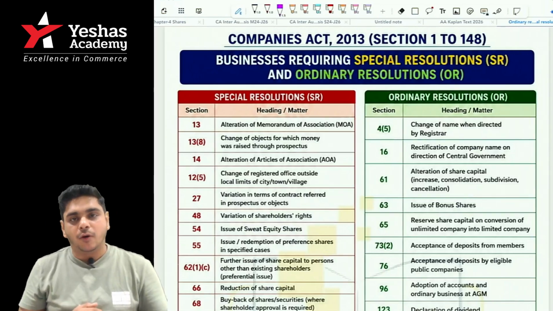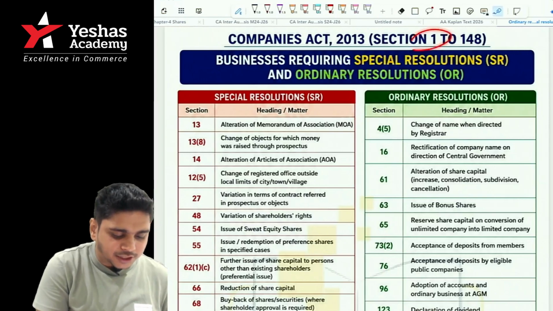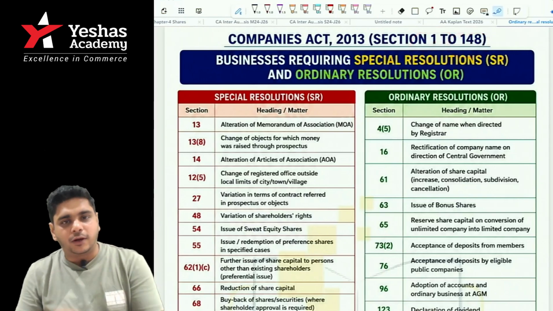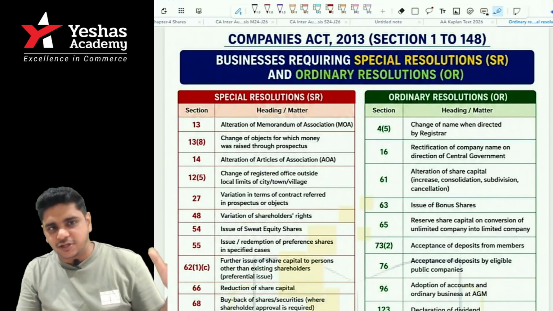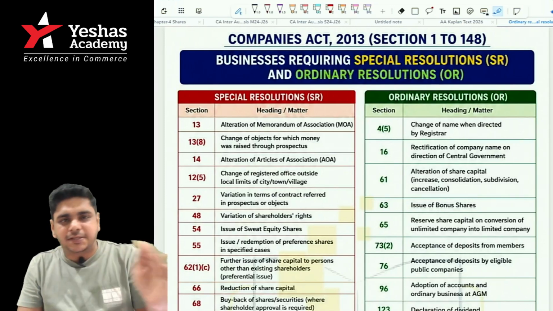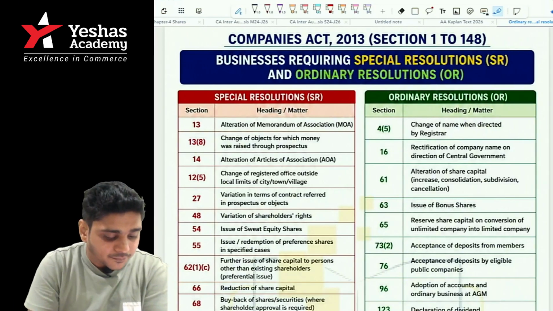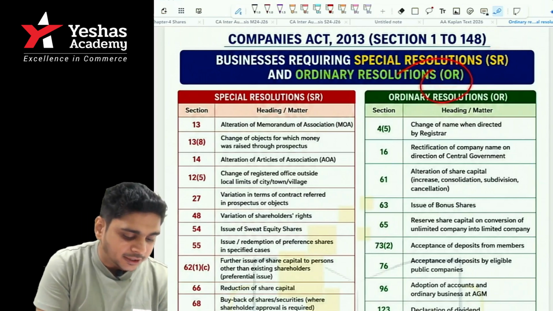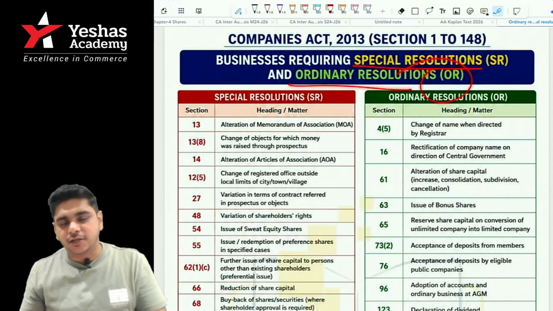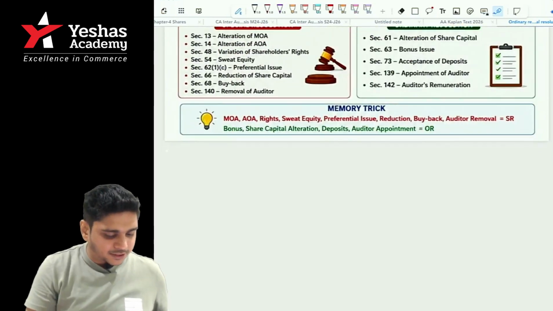Now, CA intermediate ka syllabus is from section number 1 to section 148. You must have studied from whichever teacher, and they must have taught you the best content. But as a student, when you summarize everything, you are confused, sir, where OR is required, where SR is required. That is, where ordinary resolution is required, where special resolution is required. Sir, what is OR? What is SR?